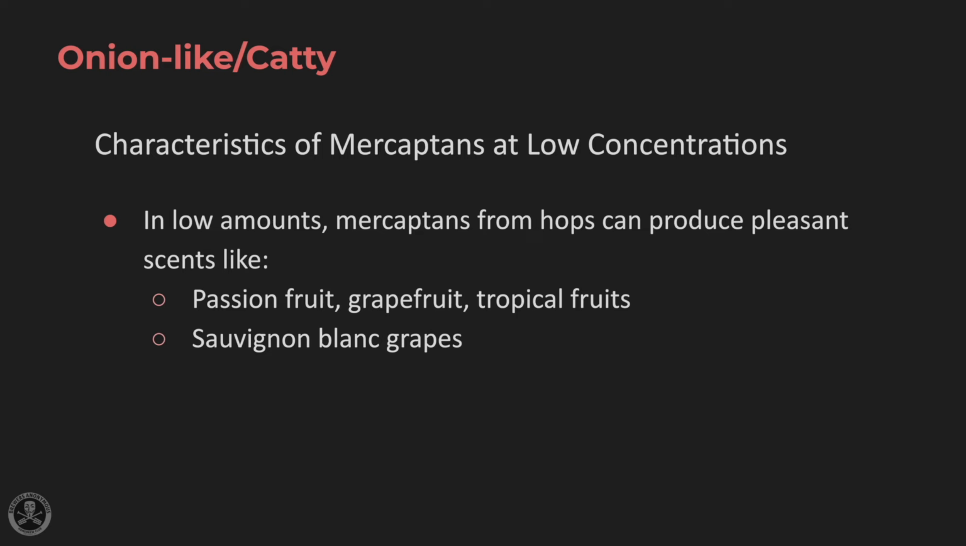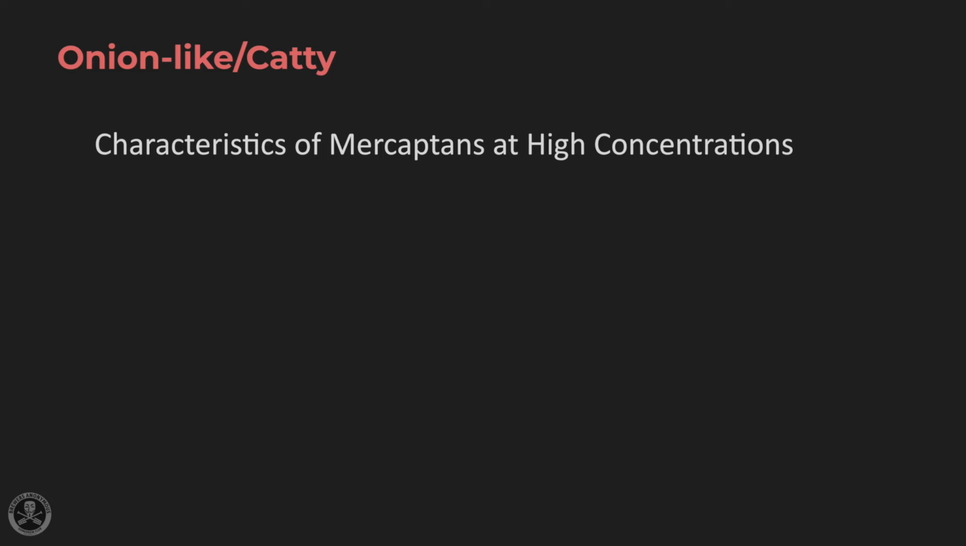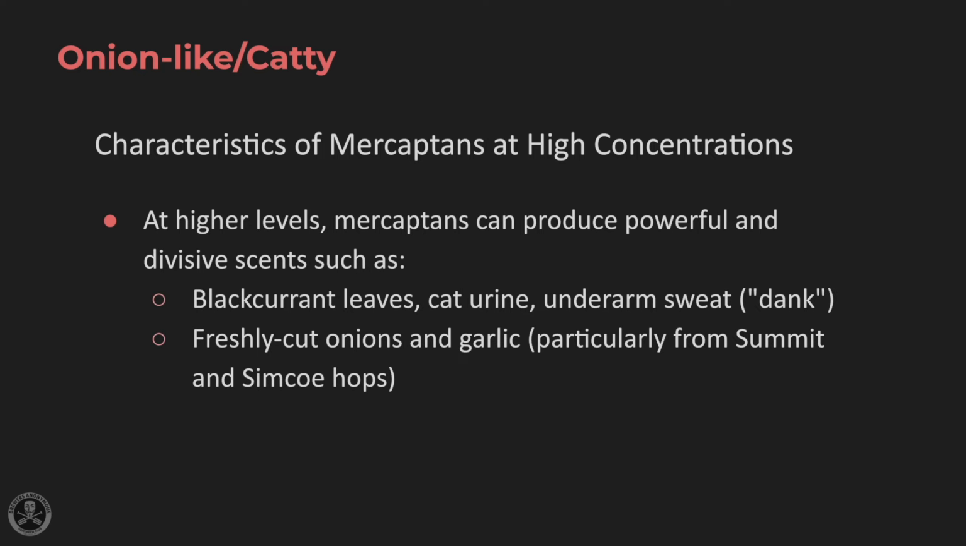A little bit about the characteristics of mercaptans in low concentrations. In low amounts, mercaptans can produce desirable aromas like passion fruit, grapefruit, and Sauvignon Blanc grapes. And some information on mercaptans in too high of a concentration. In higher levels, mercaptans can produce very potent aromas of blackcurrant leaves, cat urine, underarm sweat, freshly cut onions, and garlic, with those last two characteristics coming particularly from Summit and Simcoe hops.